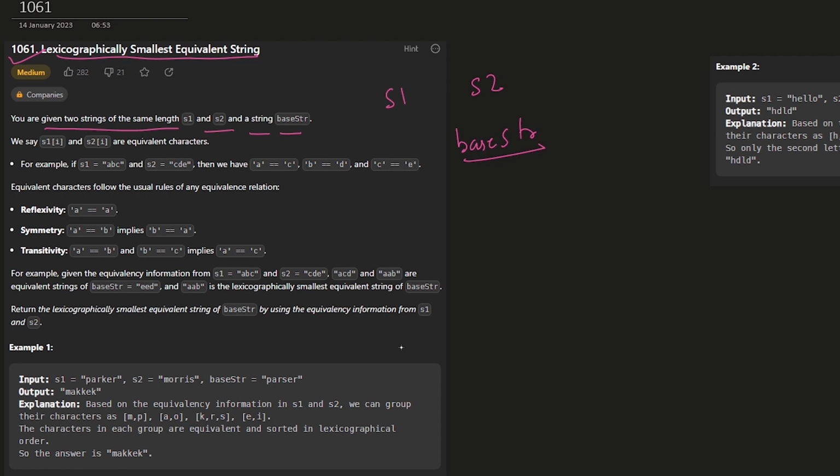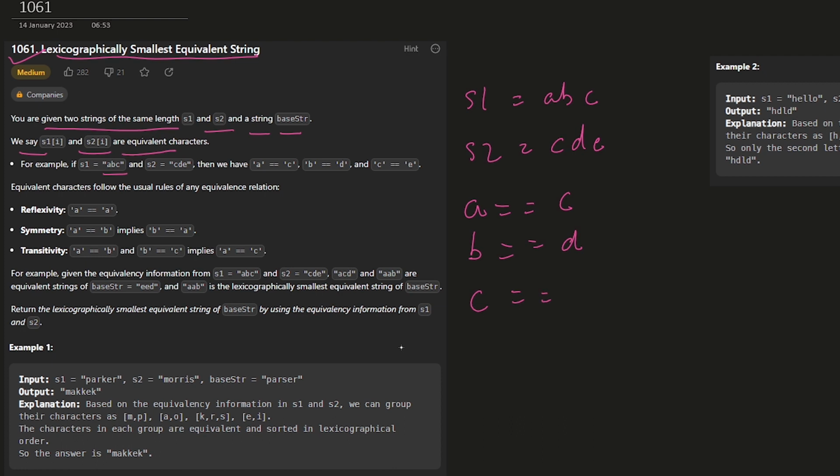That is clear. Now it says S1[i] and S2[i] are equivalent characters. And what is an equivalent character? Let's see the example they have given. S1 is ABC, and S2 is CDE. On the 0 index, S1 has A and S2 has C, so they are going to be equivalent. On the 1 index, S1 has B and S2 has D, so they are going to be equivalent. Again, on the second index, S1 has C and S2 has E, so they are going to be equivalent.